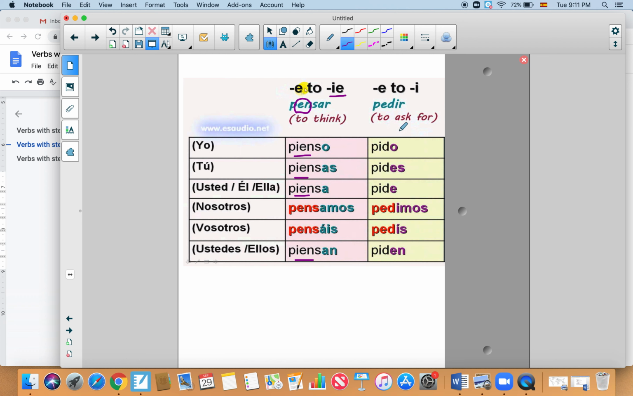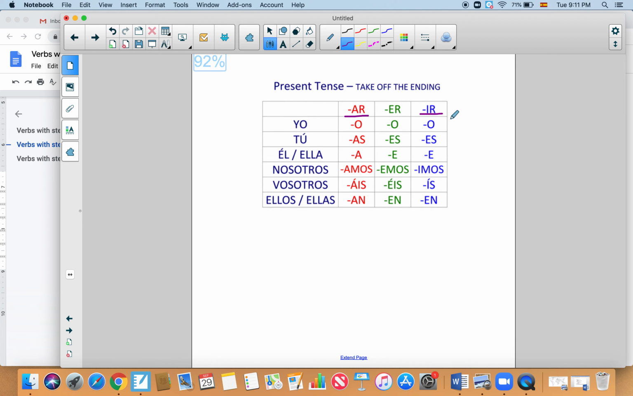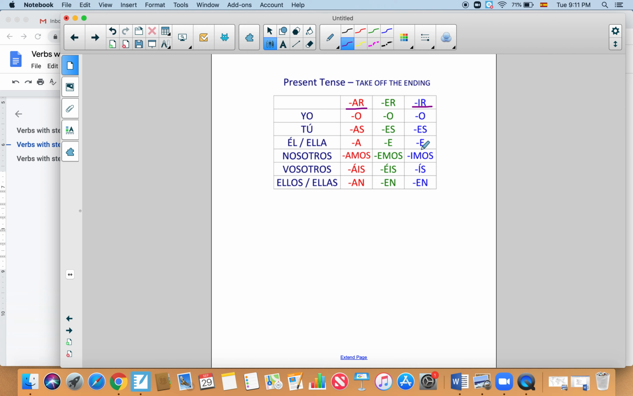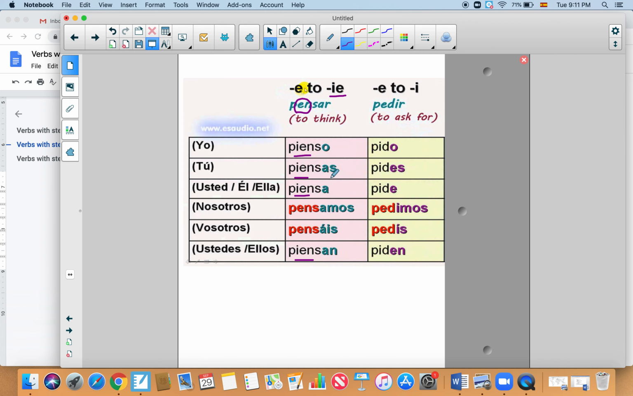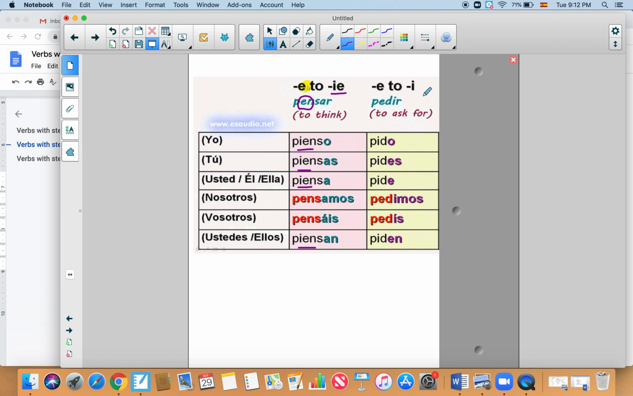See? So pedir, we can see it is an IR verb. So if we were to go back and look, IR verbs are going to get the endings o, es, e, imos, is, en. So hopefully that's what we did here. See? O, es, e, imos, is, en. Good. But now, again, inside the boot, or in this case, we don't have a boot, but the nosotros and vosotros forms will not get that E to I stem change. Every other conjugation will. The infinitive form of pedir is spelled with an E, but we're going to change that E to an I because it's an E to I stem changer.